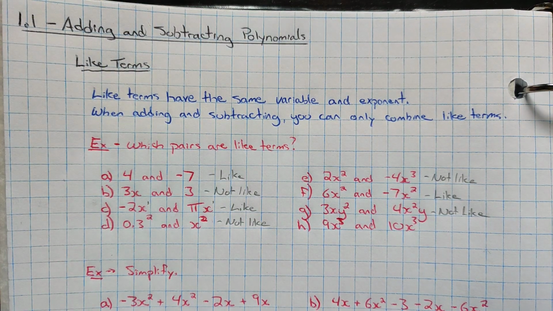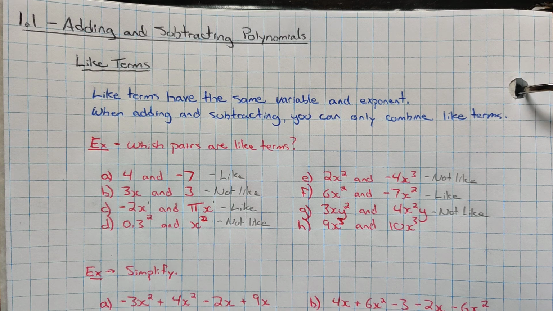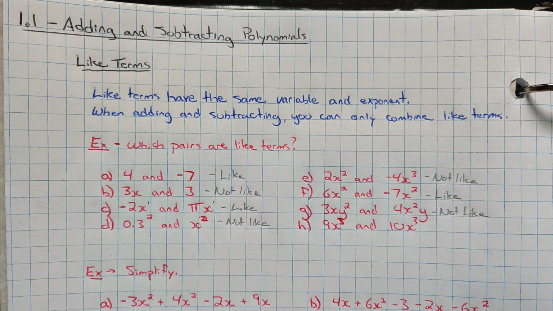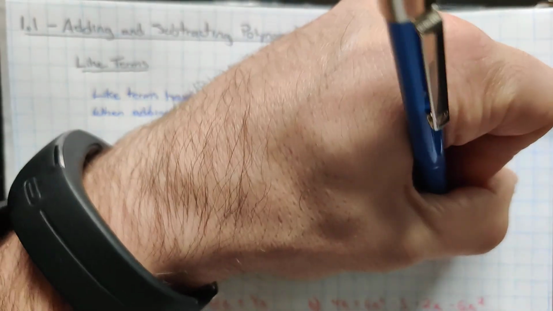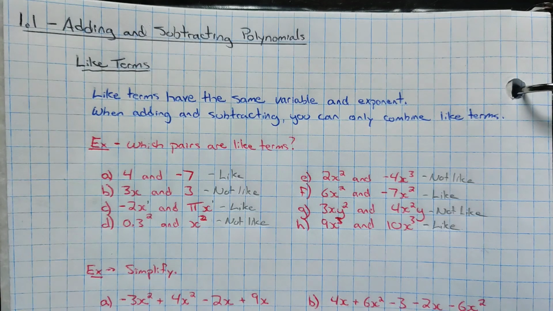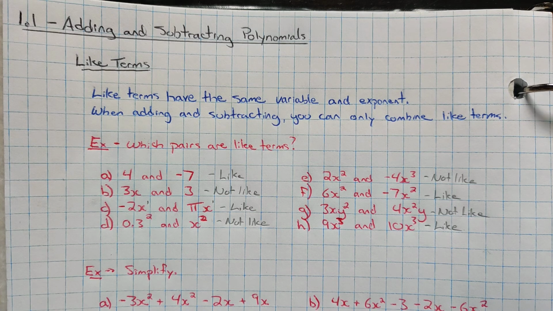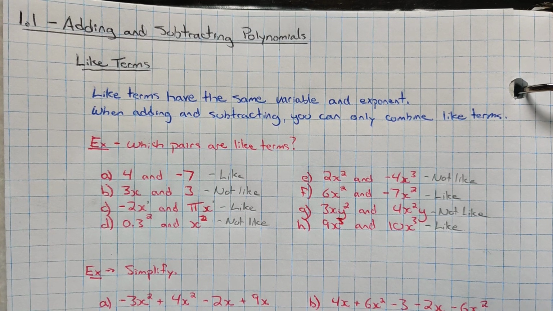And finally, we got 9x cubed and 10x cubed. Both of them have an x. Both of those x's are cubed. These are like terms. So in any of these cases where we have like terms, we could add or subtract those. We cannot add or subtract the not like terms.